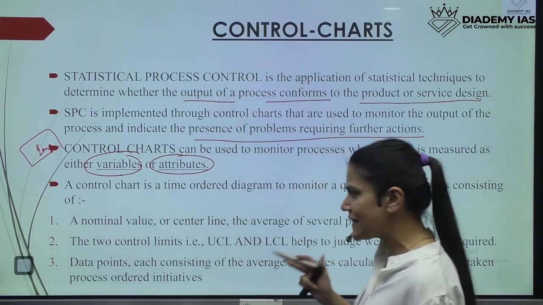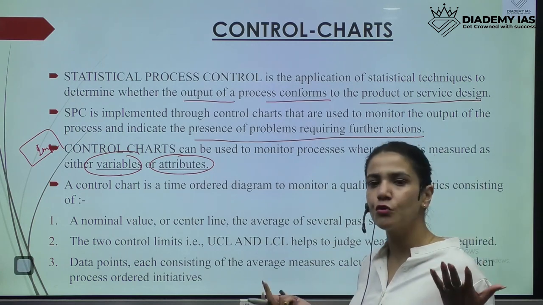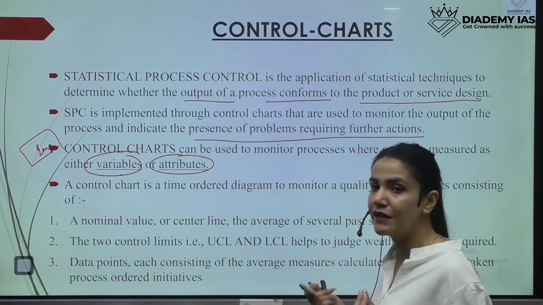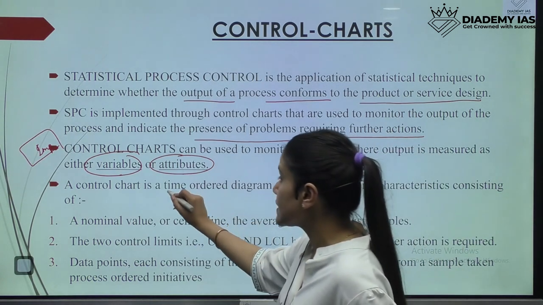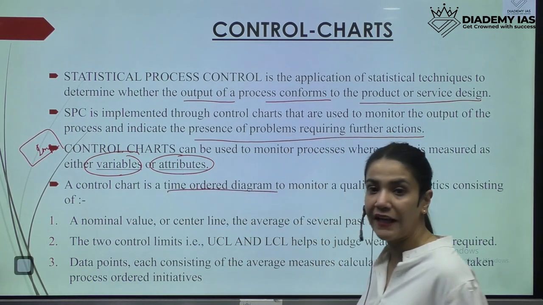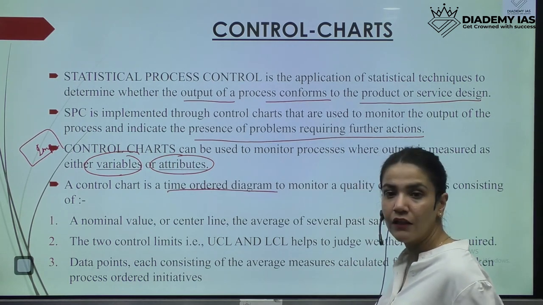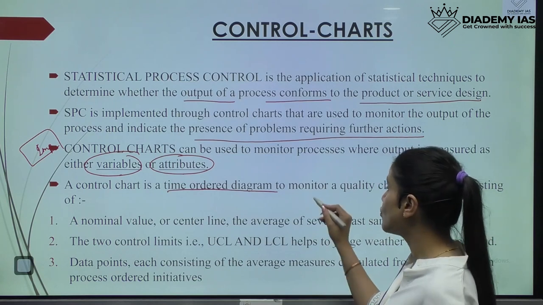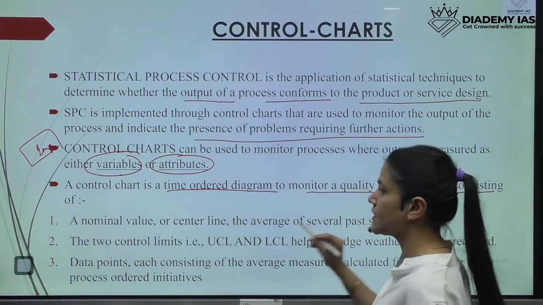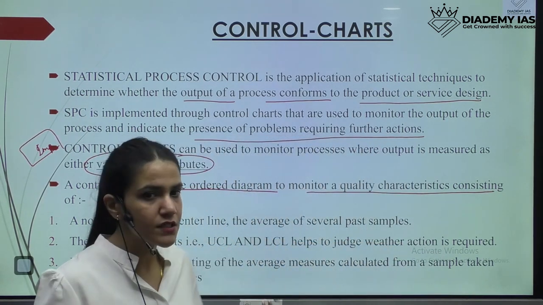A control chart, let's see certain characteristics of a control chart. If somebody asks you, what is a control chart? So you have to know certain very important and significant characteristics for the same. A control chart is a time order diagram. Like I just told you, it is actually drawn in a real-time sense. So it is a time order diagram which is used to monitor a quality characteristic. What does it consist of?